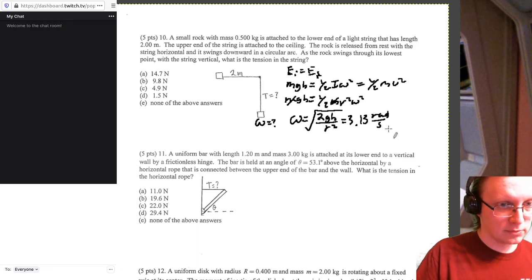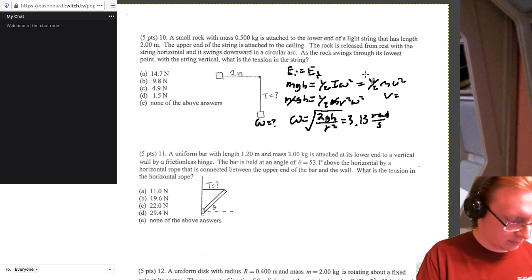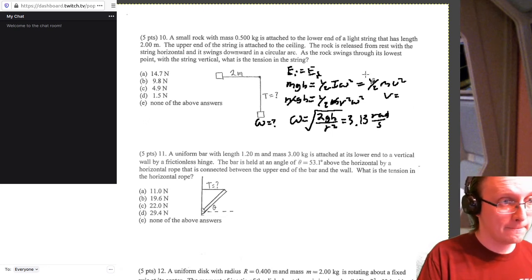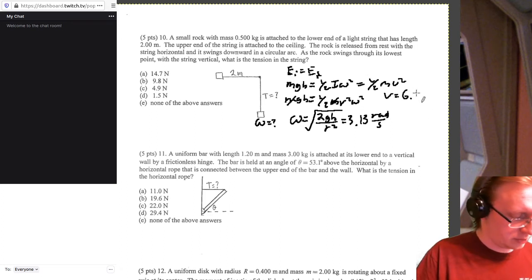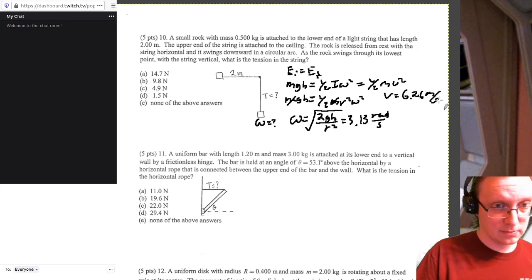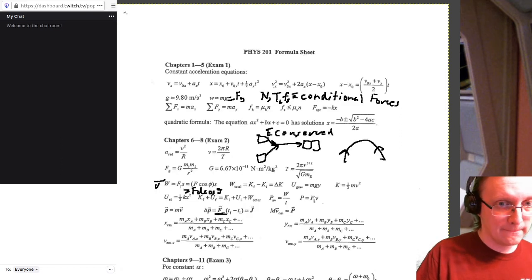rads per second. You would find, therefore, that V, if you'd gone mgh is equal to 1/2 mv squared, you would find that this is equal to, multiply that by 2, 6.26 meters per second. But there's another omega. Just out of curiosity, what is the angular frequency of this pendulum?